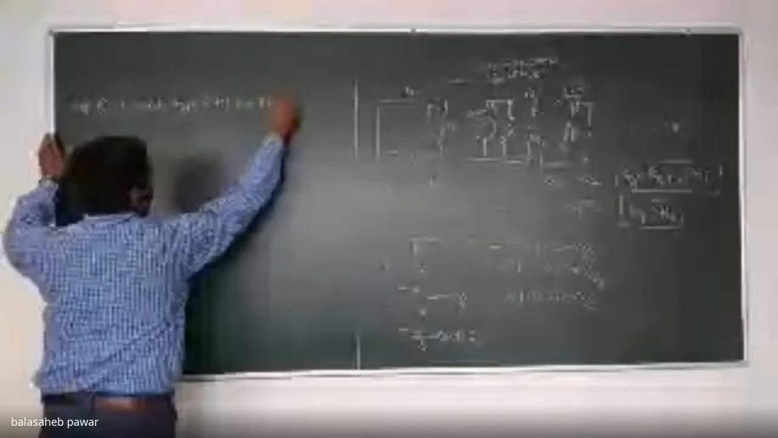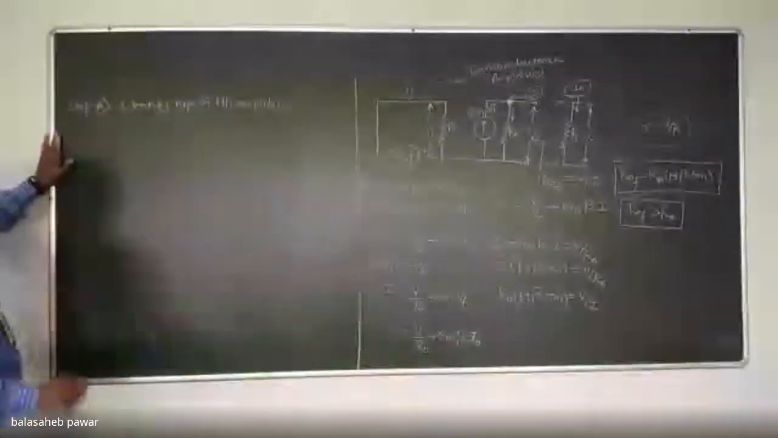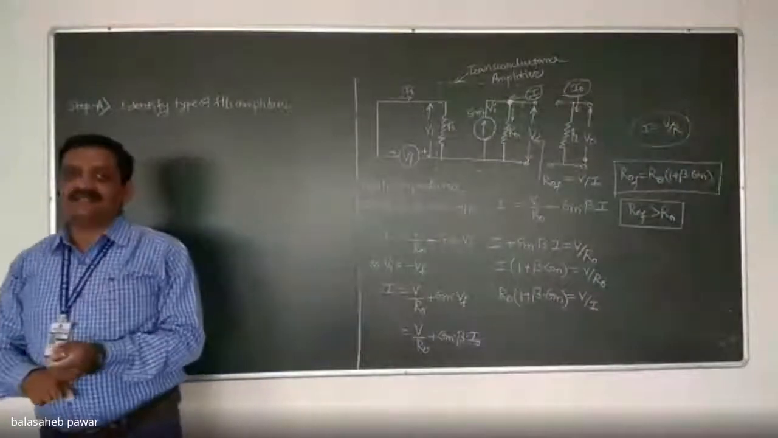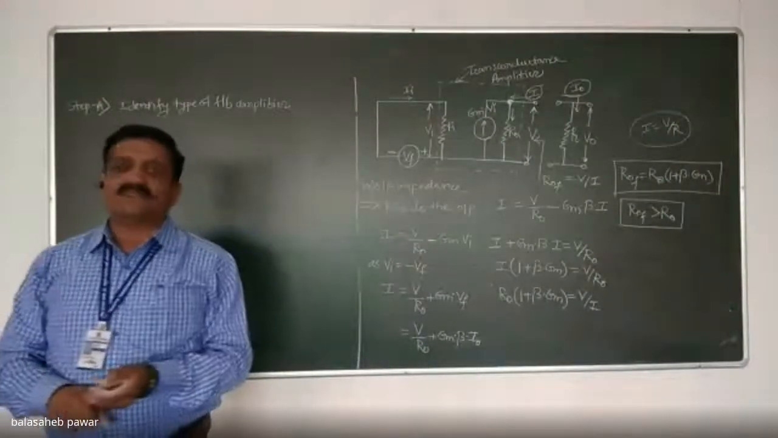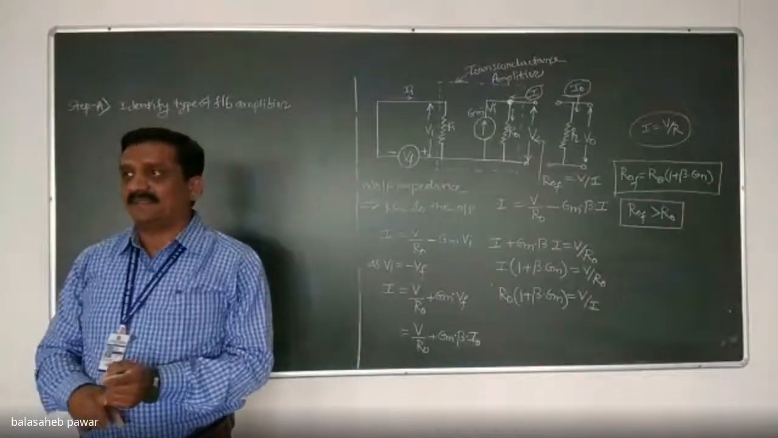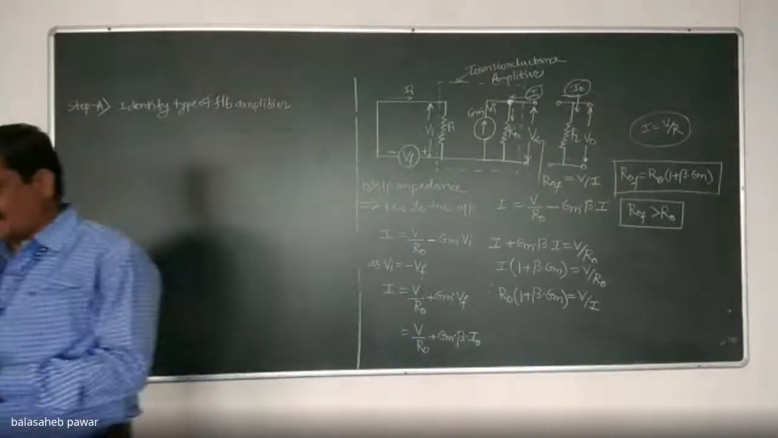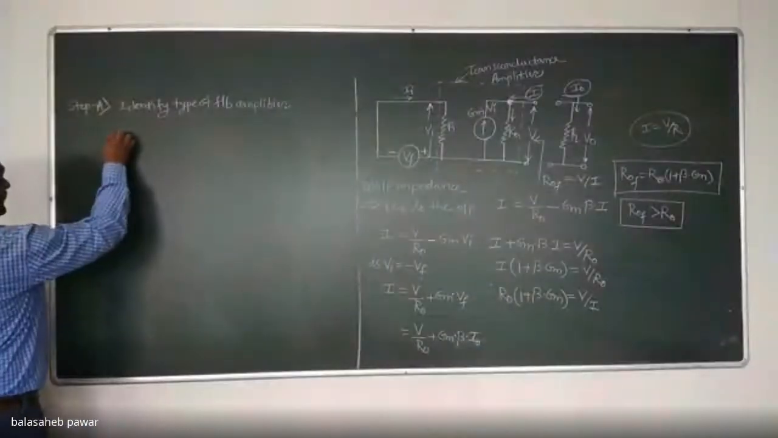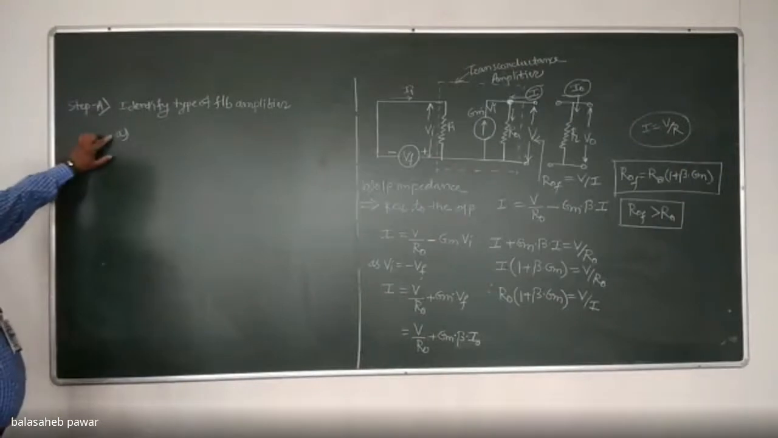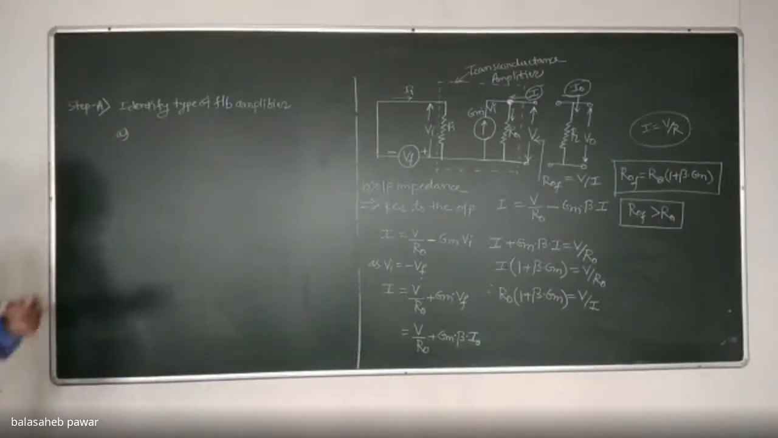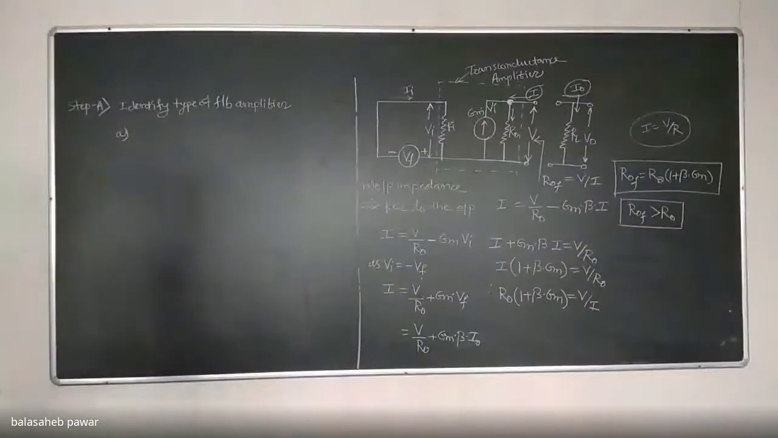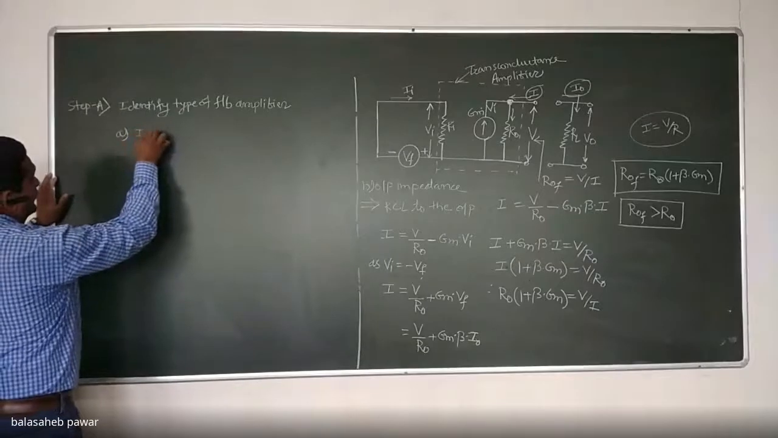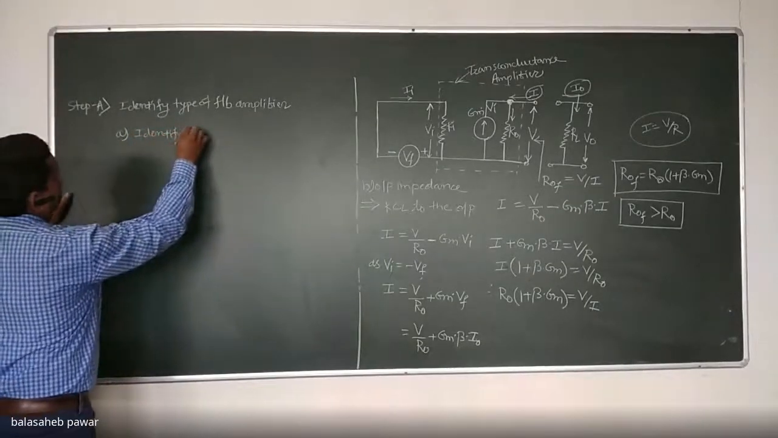Already I told you, in the exam the given amplifier circuit may be either voltage series or current series. So the first step is to identify whether the given circuit diagram is voltage series or current series. Now how to identify it? In that there are two sub steps. I will write small a: identify the type of sampling.